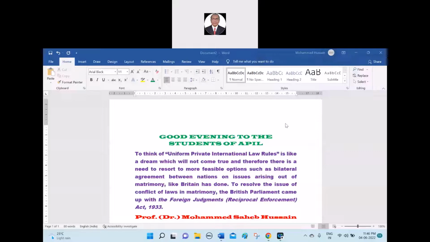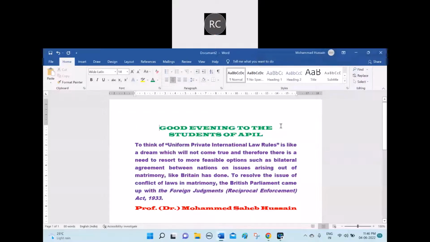To think of uniform private international law rules is like a dream which will not come true, and therefore there is a need to resort to more feasible options such as bilateral agreements between nations on issues arising out of matrimony. Like Britain has done, to resolve the issues of conflict of law in matrimony, the British Parliament came up with the Foreign Judgments (Reciprocal Enforcement) Act of 1933.